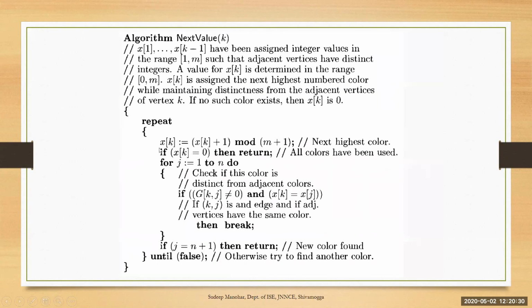Now k is 2. Now x of 2 is equal to x of 2 plus 1. X of 2 initially was 0. Now it becomes 1. So after making it 1, it has to check whether it has any adjacent vertex. So 1 and 2 are adjacent. Therefore, the if condition will break.